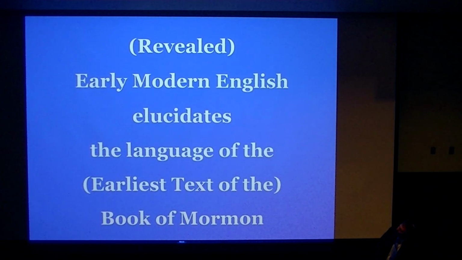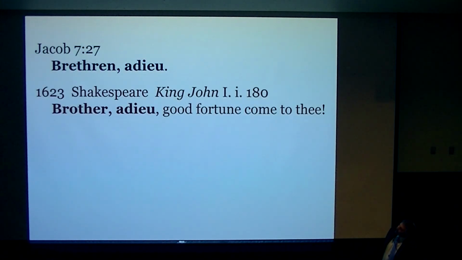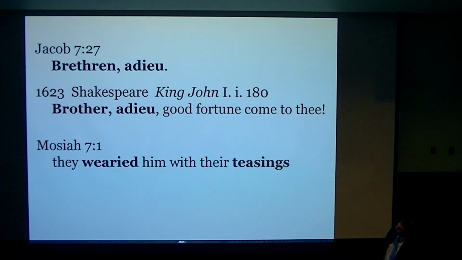Okay, if we think of early modern English, we will find that it really elucidates the language of the earliest text of the Book of Mormon. And we're going to see things here that we didn't know were in the text. Notice, this is not Joseph Smith plagiarizing Shakespeare. It's because in early modern English, a Jew was used a lot. Shakespeare has it over 100 times. In one database I looked at, I found it about 2,000 times. It was a frequent word.